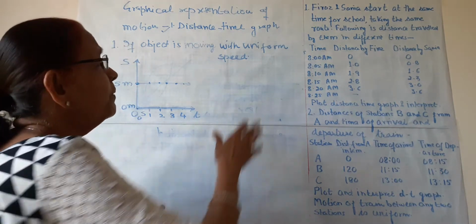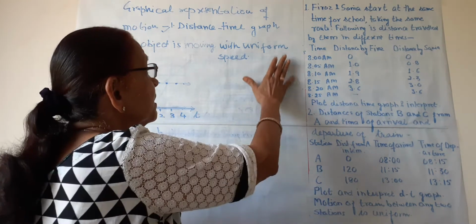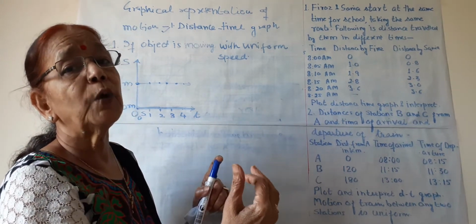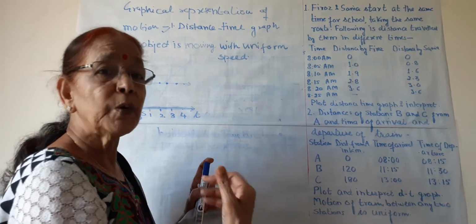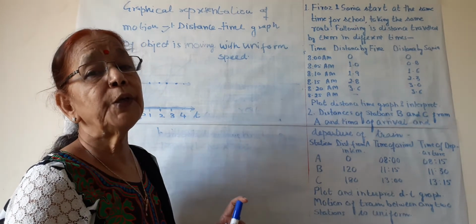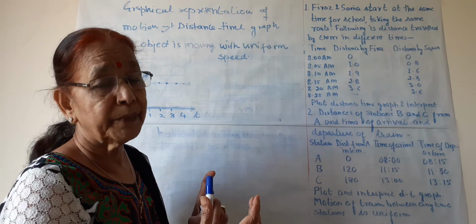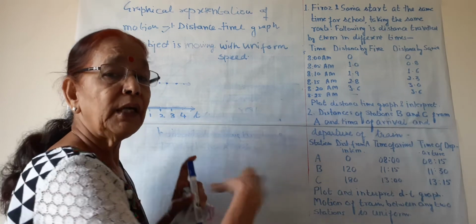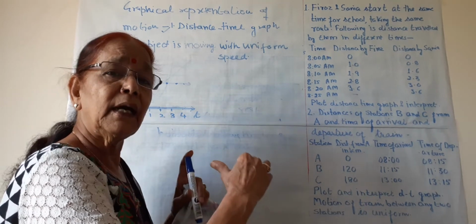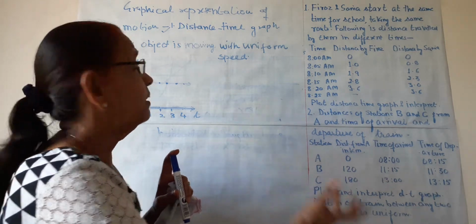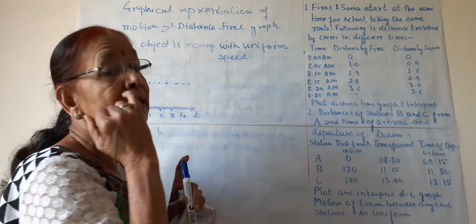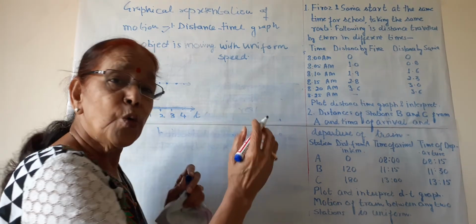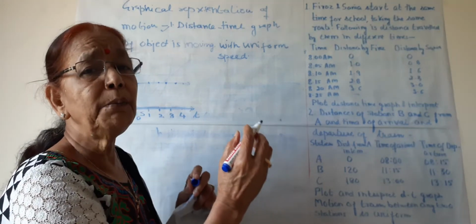Do you know what is uniform speed? All of you know. Uniform speed is when equal distance is covered in equal time interval. Suppose a car is moving with the speed of 40 kilometers per hour. So in first hour it will cover 40 kilometer. In second hour it will cover 40 kilometer. In third hour it will cover 40 kilometer. So uniform speed means when an object is covering equal distance in equal time interval.